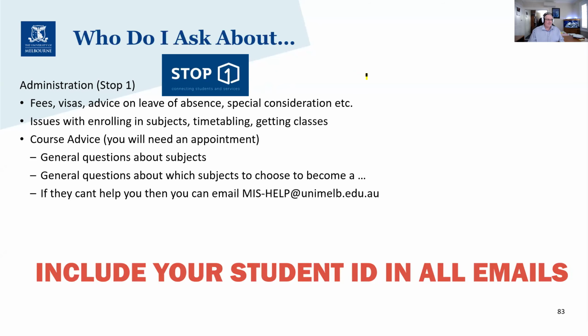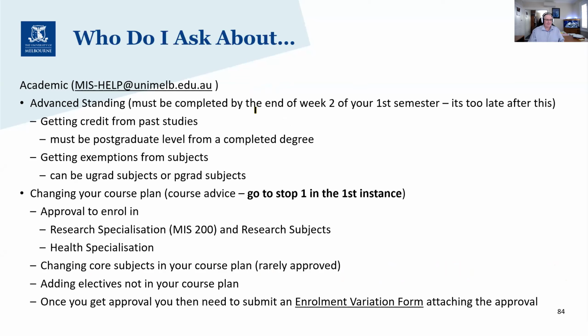Okay, so that's stop one. Academic stuff. The advanced standing stuff I talked about has to be completed by the end of week 2 of your first semester. So you've got 2 weeks, basically 2 and a bit weeks, to do it. If you do want to ask for more advanced standing, email stop one with the request. Okay.